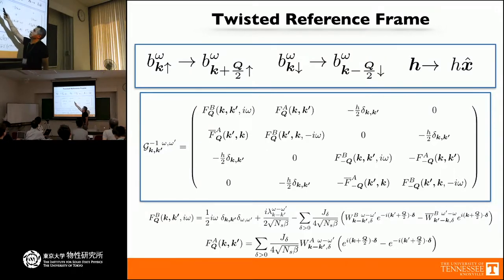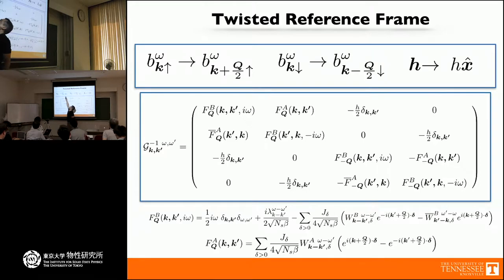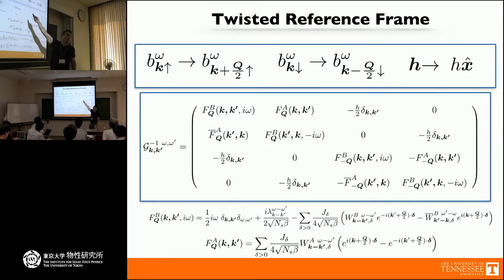And the way you perform that transformation is by shifting these bosons in momentum space by half of the ordering wave vector. Capital Q is in general the ordering wave vector. By plus half of the ordering wave vector for spin up, and minus half of the ordering wave vector for spin down. That is the momentum space version of this transformation.